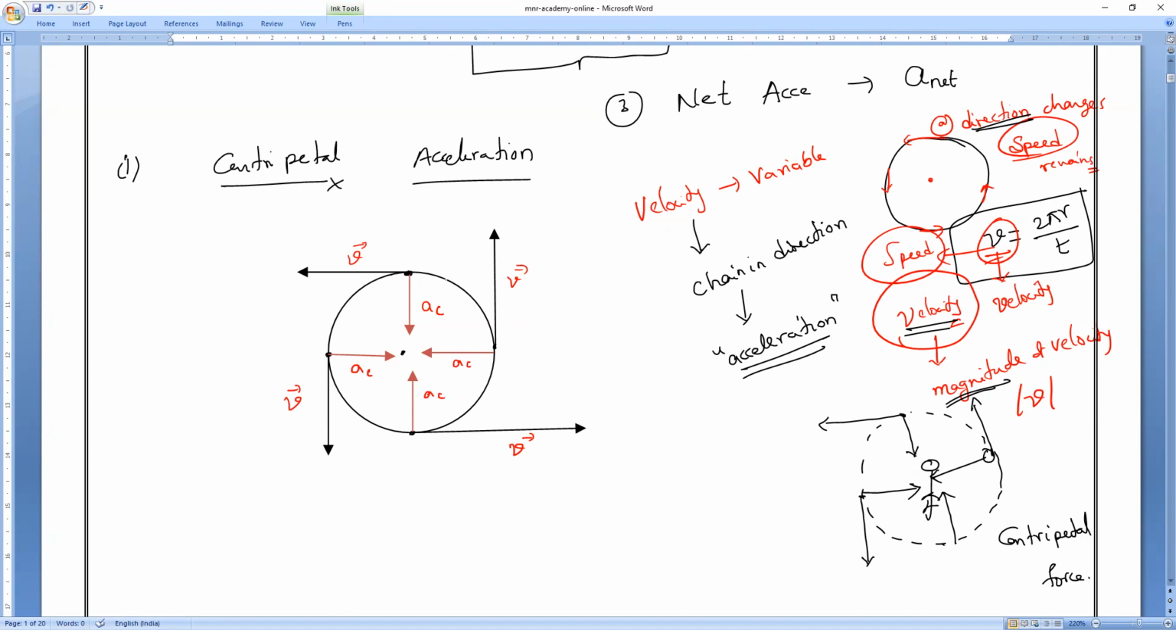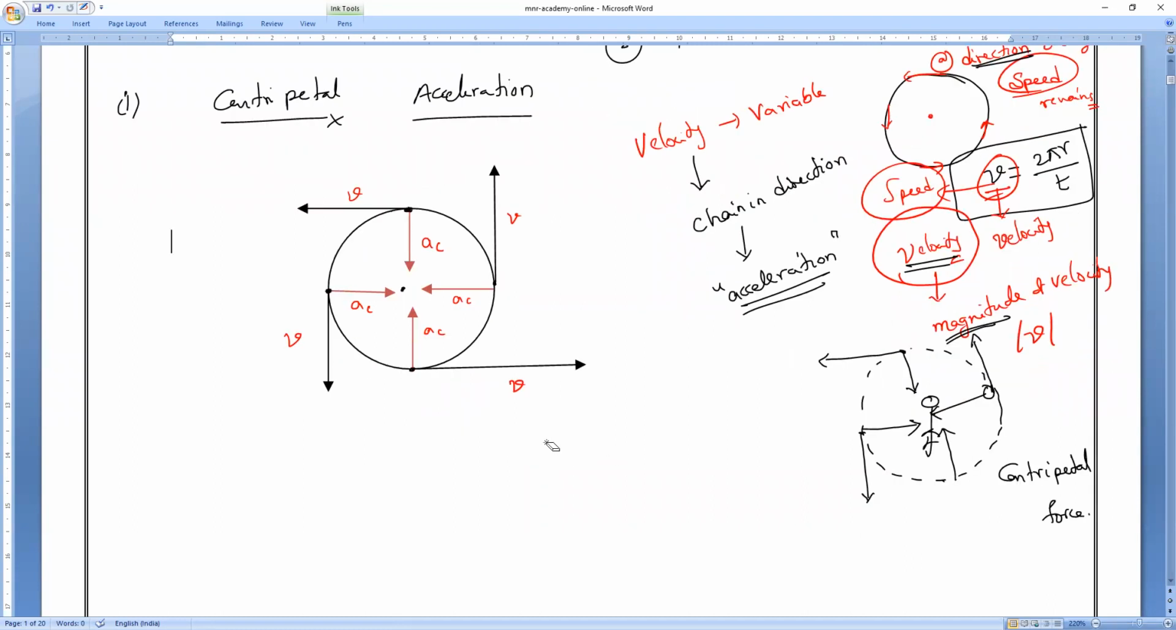So because velocity is not constant, what remains constant? The speed of the body. That is why I'm removing this arrow. All of you observe. At every point, the magnitude of the velocity remains constant, but the change in direction of velocity keeps the body always in accelerated motion. Am I right, everybody? Clear?